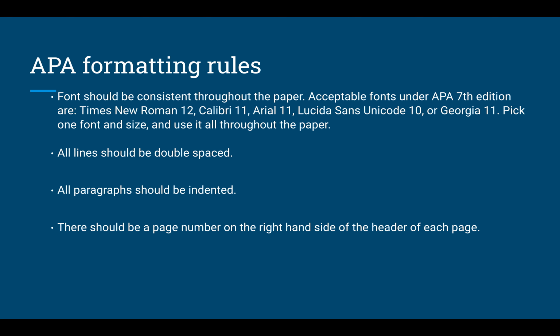There should be a page number in the upper right-hand side on the header of each page. In the past, APA required running heads. They no longer do that for student papers, so do not worry about a running head. The only thing you need to put in the top part of your paper is a page number. All papers, in order to be in APA format, must have a title page and a references page.